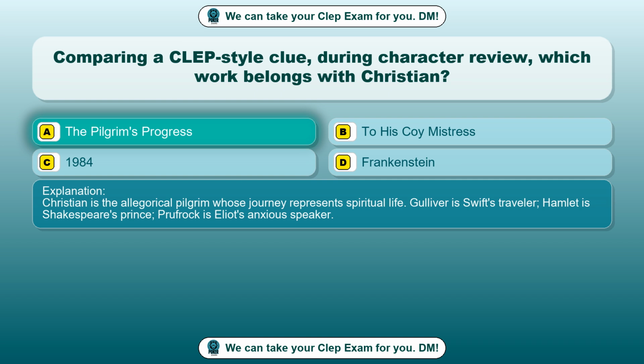Christian is the allegorical pilgrim whose journey represents spiritual life. Gulliver is Swift's traveler, Hamlet is Shakespeare's prince, Prufrock is Eliot's anxious speaker.